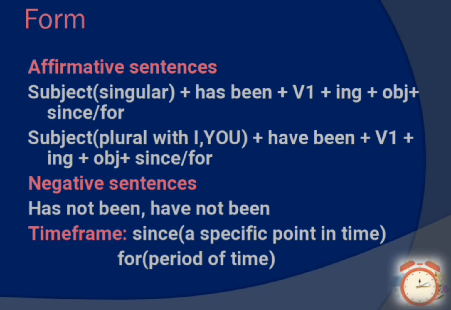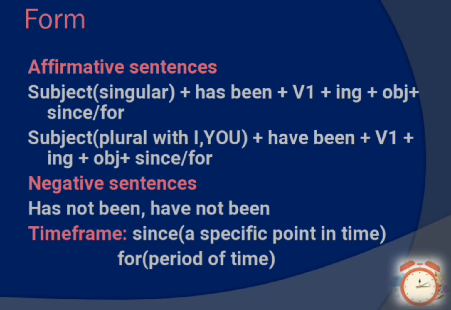For the negative sentences, we will place not in the middle of has been, so it will be has not been. The time frame: since and for. Since is used for a specific point in time, and for will be used for a period of time.